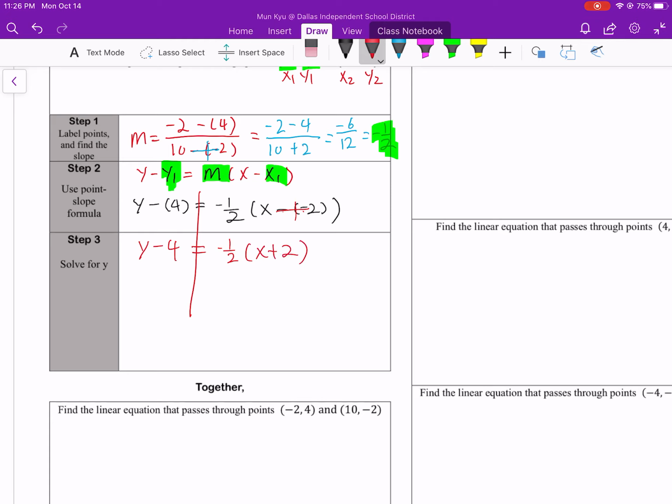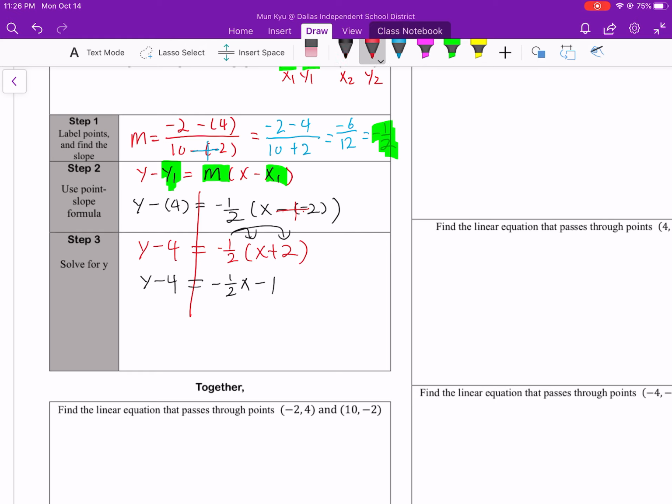And again, if you're confident, you can skip this step because it's not that necessary. So let's distribute this one. So you have y minus 4 is equal to -1/2 times x is -1/2 x. -1/2 times positive 2 is going to be -1.